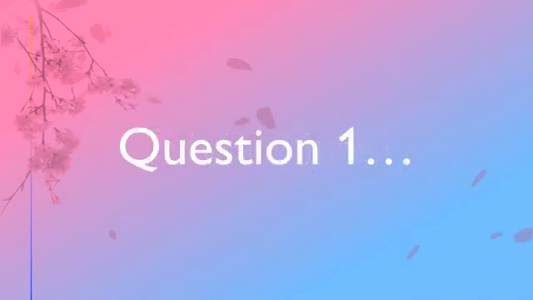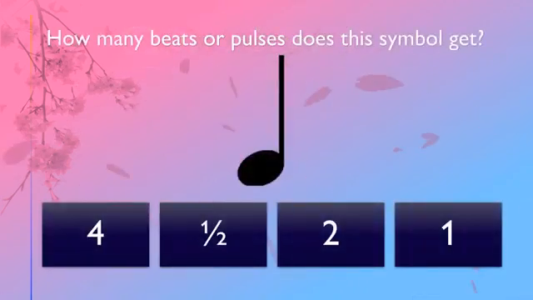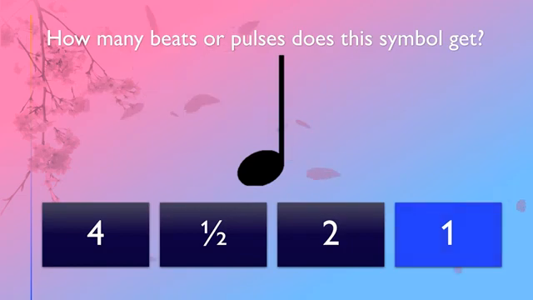And for our first question, how many beats or pulses does this symbol get? Does it get 4, half, 2, or 1? The answer is 1. This note is the quarter note and it only gets 1 beat or pulse.